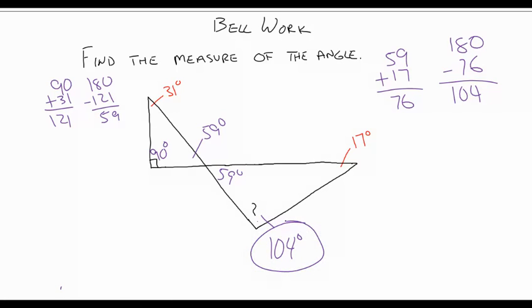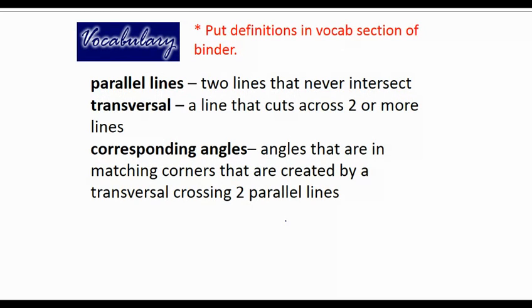So I've used what we learned. We learned that the three angles of a triangle add up to 180 degrees. We learned about vertical angles, and that was enough information for me to get to the answer and figure that one out. All right, so today we're going to learn about something called corresponding angles.